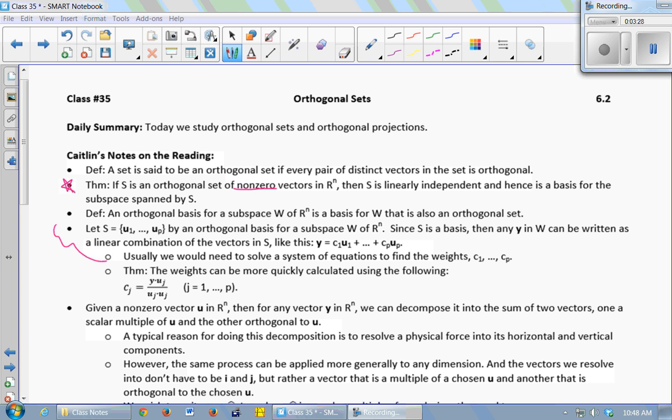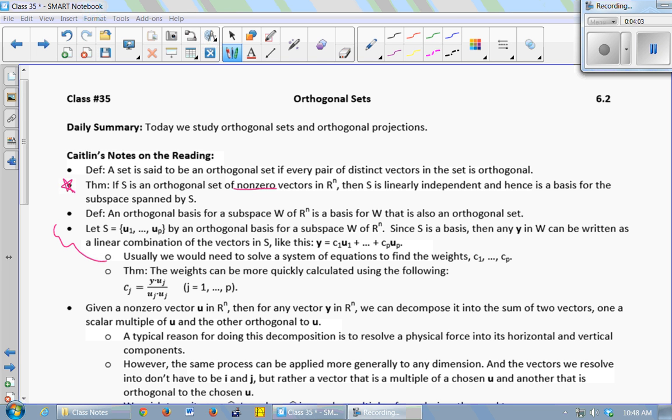So if S is an orthogonal basis, because it's a basis, forget the fact that it's orthogonal, then any y in the subspace can be written as a linear combination of vectors in the basis, right? That's what a basis is. Any vector in the space can be built from the basis vectors. So you can write it as a linear combination like this, C1 U1 plus and so on up to CP UP. So usually you would set up a system of equations to solve for the weights C1 to CP. And we've done this many times throughout the semester.